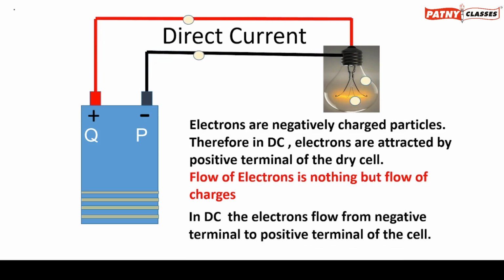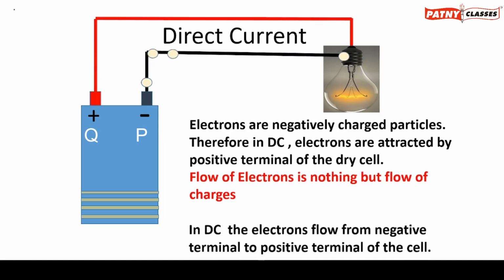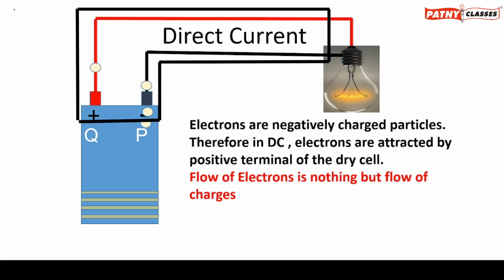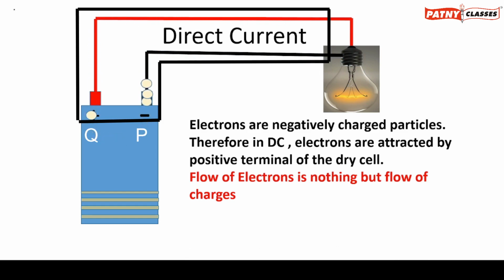Electrons are negatively charged particles. Therefore, flow of electrons is nothing but flow of charges. Suppose electrons start from point P. They travel through the external circuit and come to the point Q. Again they come back to the point P. The flow of charges in a circuit forms a closed path. That is, the charges start from a point P, flow through the external circuit and come back to the point P. Thus, flow of charges forms a closed path.